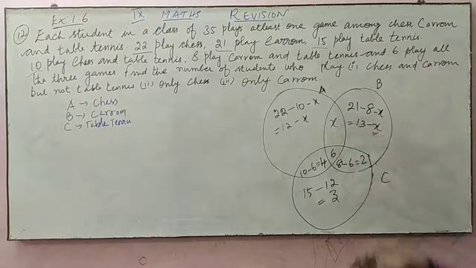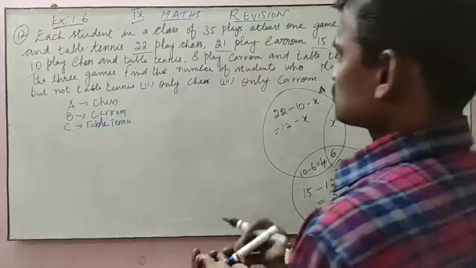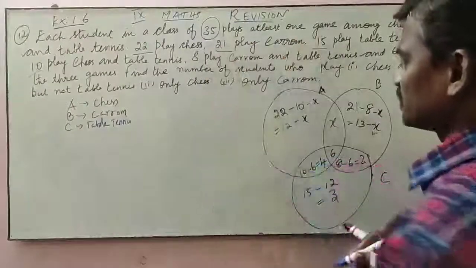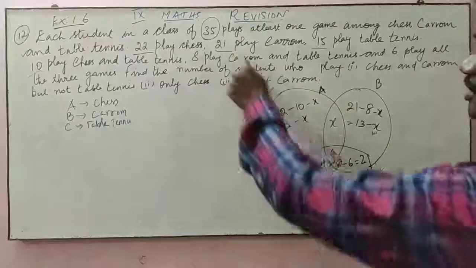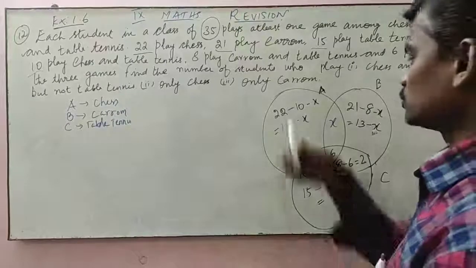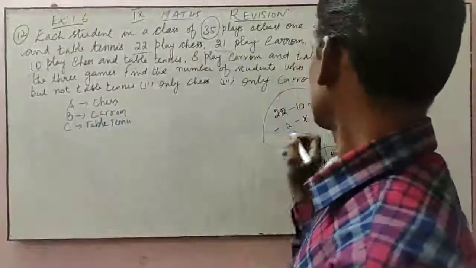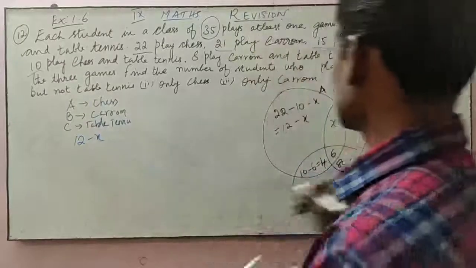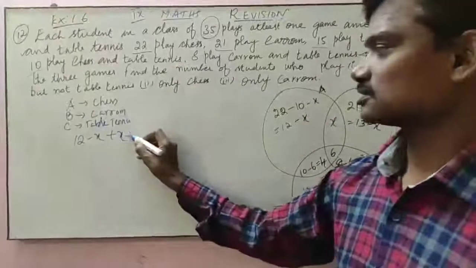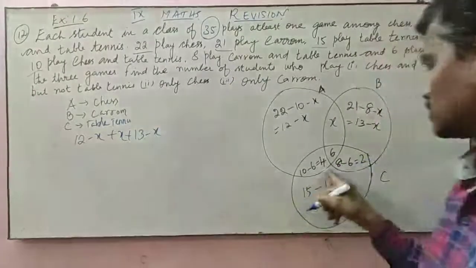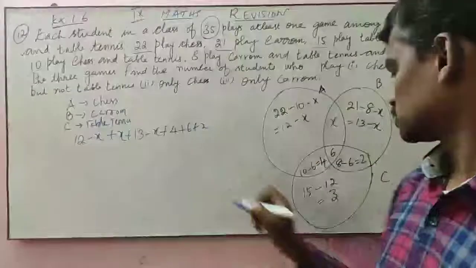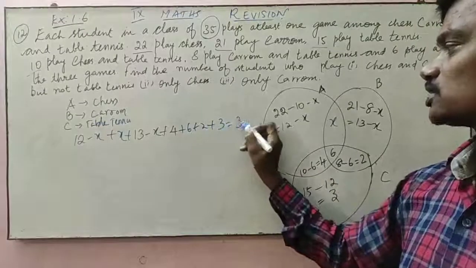First we have to find x. For that, the sum of all the students who play each region is 35. So if you add all these values and equate it to 35, you will get the value of x. Here 12 minus x, plus x, plus 13 minus x, plus 4 plus 6 plus 2 plus 3 equals 35.